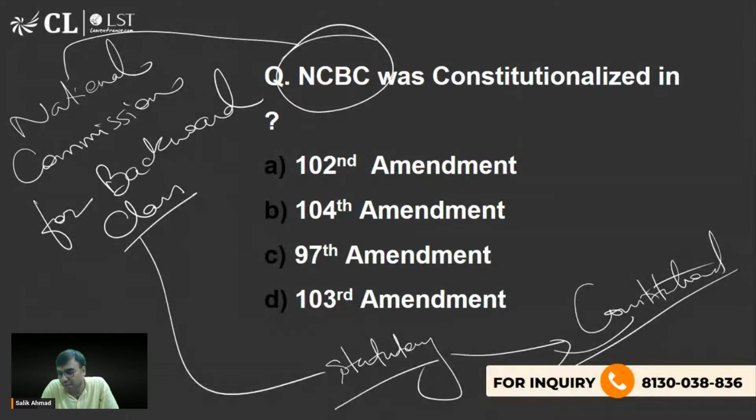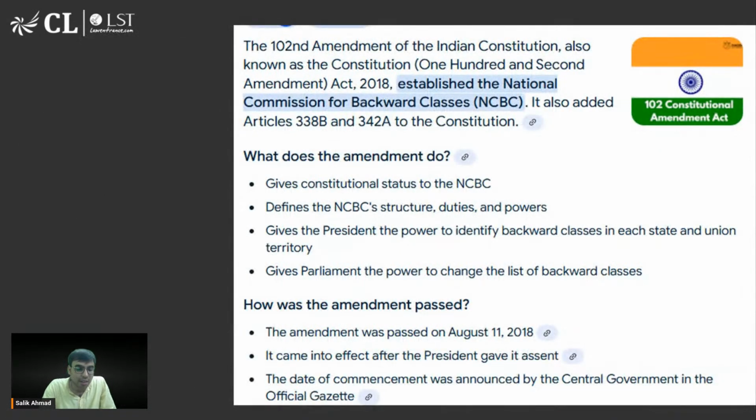Yes, Namo, Natasha, you both are right. Anyone else? बताइए आप लोग बताइए. So the right answer is 102nd Amendment, है ना? And 102nd Amendment established National Commission for Backward Class, added Article 338 capital B, 342A.